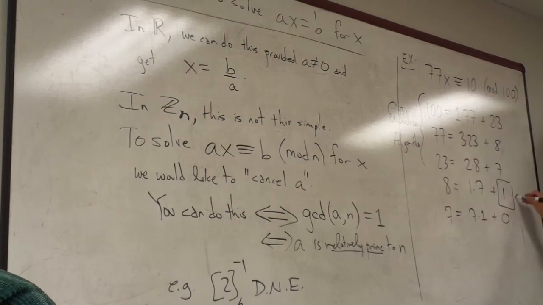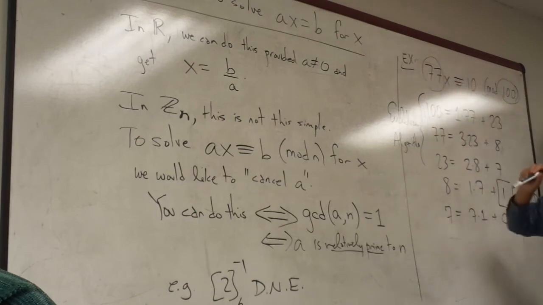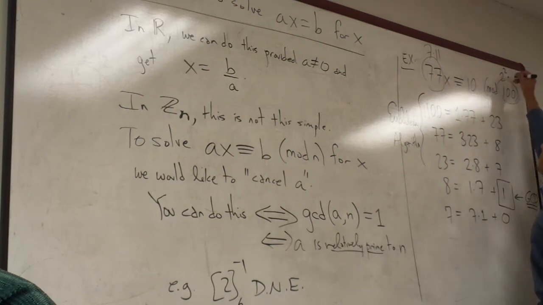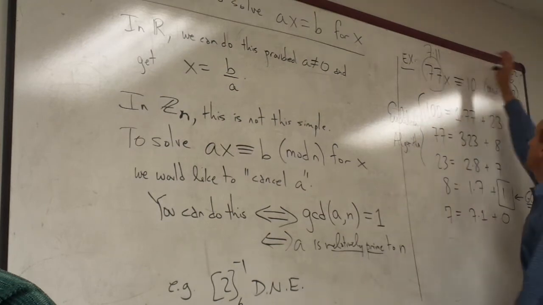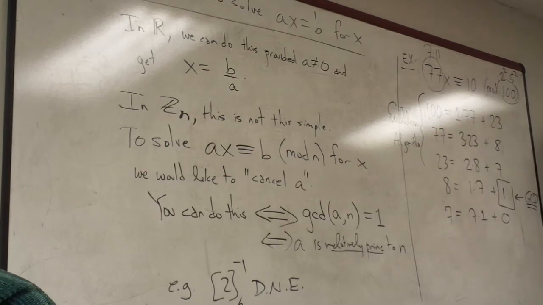So this last number is the GCD. We already knew just by thinking about the prime factors that 77, which is 7 times 11, does not have any common factors with 100, which is 2 squared times 5 squared. So I can see just based on the factorizations, these two numbers would have been relatively prime. But this Euclidean algorithm takes it a step further for us.